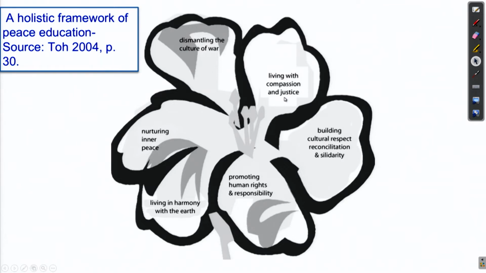These are the principles of peace education which have to be incorporated in our ESD learning process. So, living with compassion and justice, that is one of them, then building cultural respect, reconciliation and solidarity.